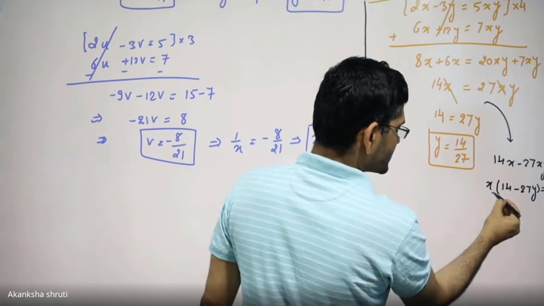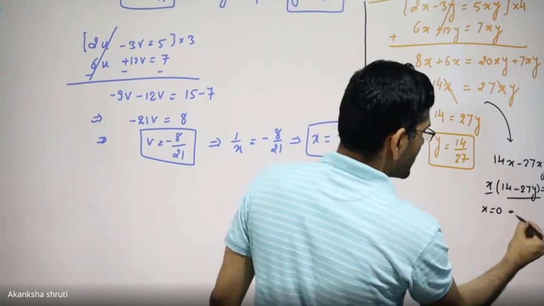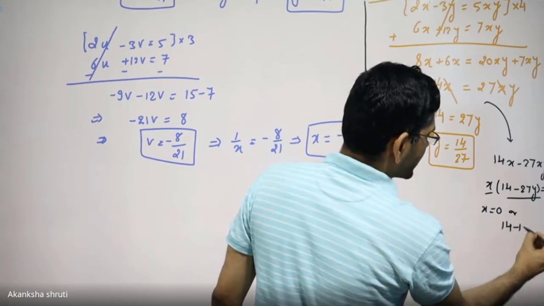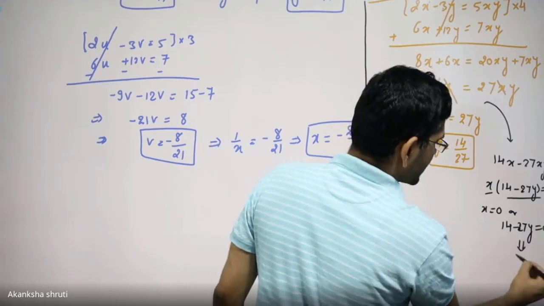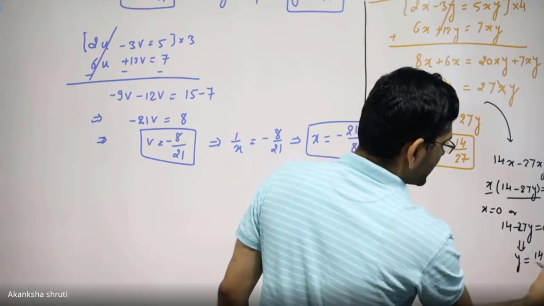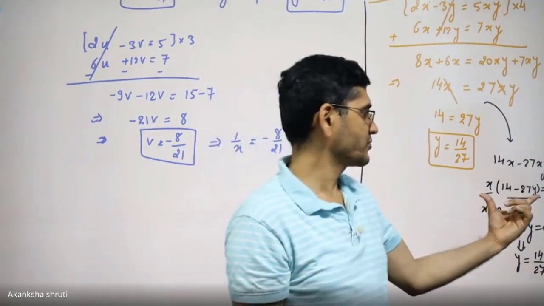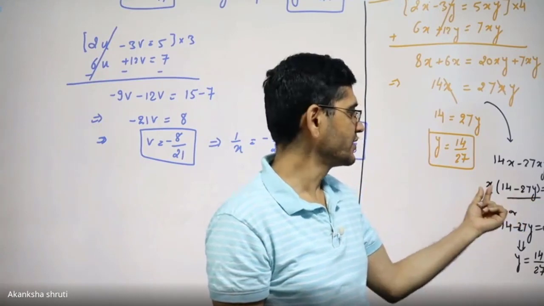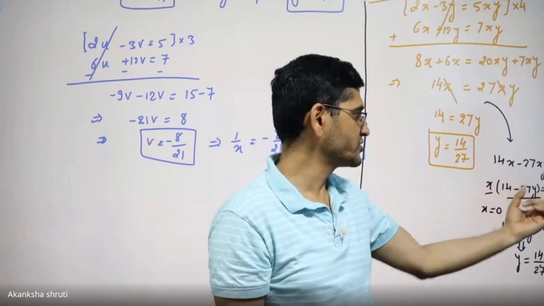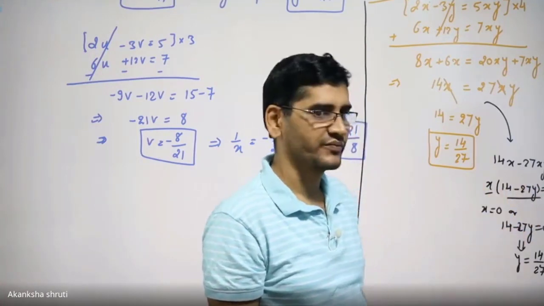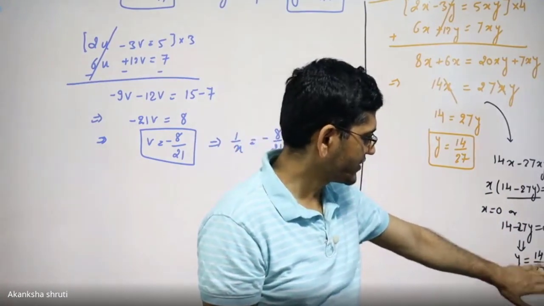Students, this is the product of 2. So either x is equals to 0 or 14 minus 27y is equals to 0. So this gives us y is equals to 14 by 27. As we have done in our quadratic polynomial or quadratic equation, when the product of the two brackets is 0, each of them has to be equal to 0. So here either x is equals to 0 or y is equals to 14 by 27. These are the possibilities.